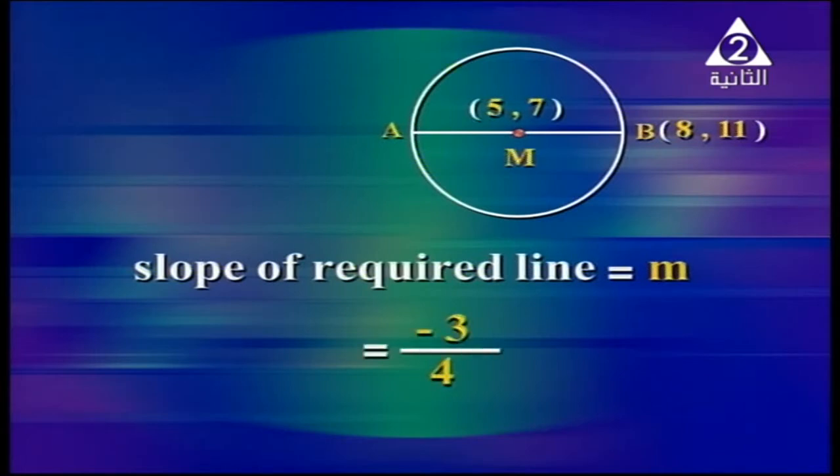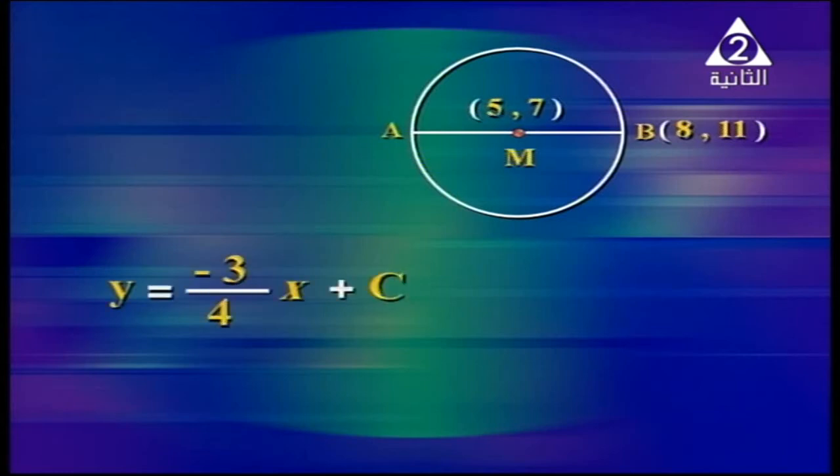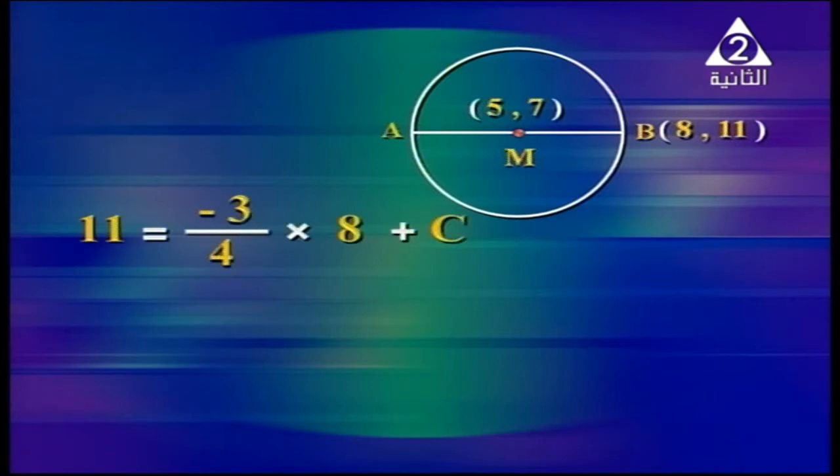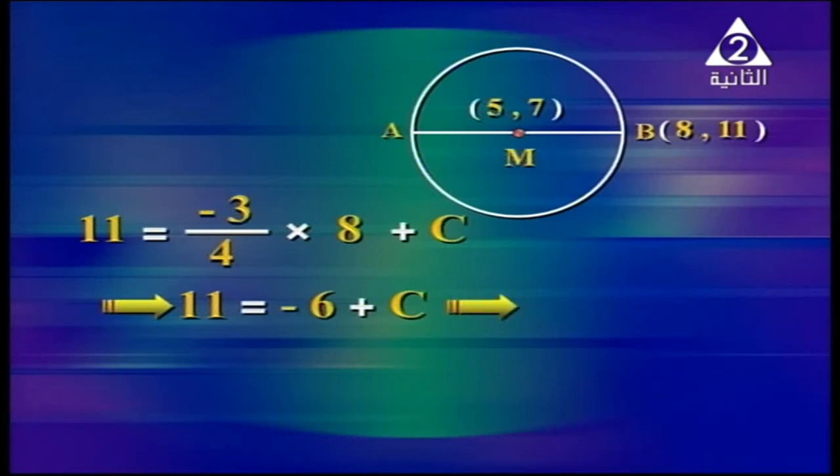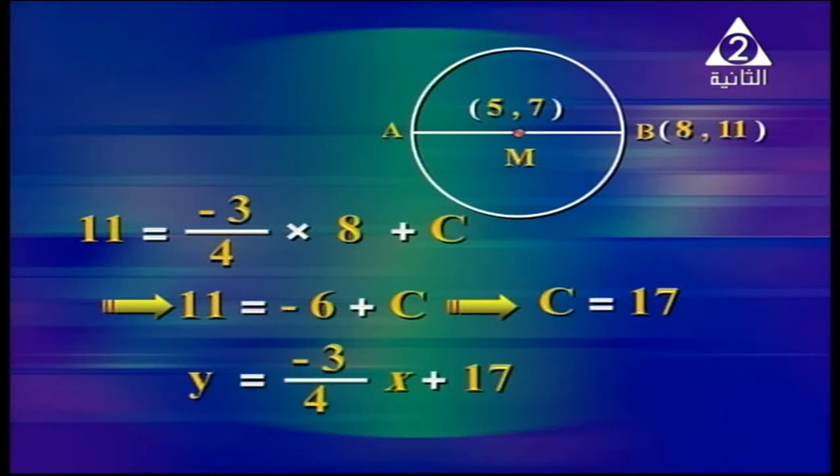So we can say that the equation of the straight line is y equals negative 3 over 4 x plus c. By substituting with the point (8, 11), then 11 equals negative 3 over 4 times 8 plus c. So 11 equals negative 6 plus c. Can you find the value of c? Of course, yes, it will be 17. Then the equation of the straight line will be y equals negative 3 over 4 x plus 17.